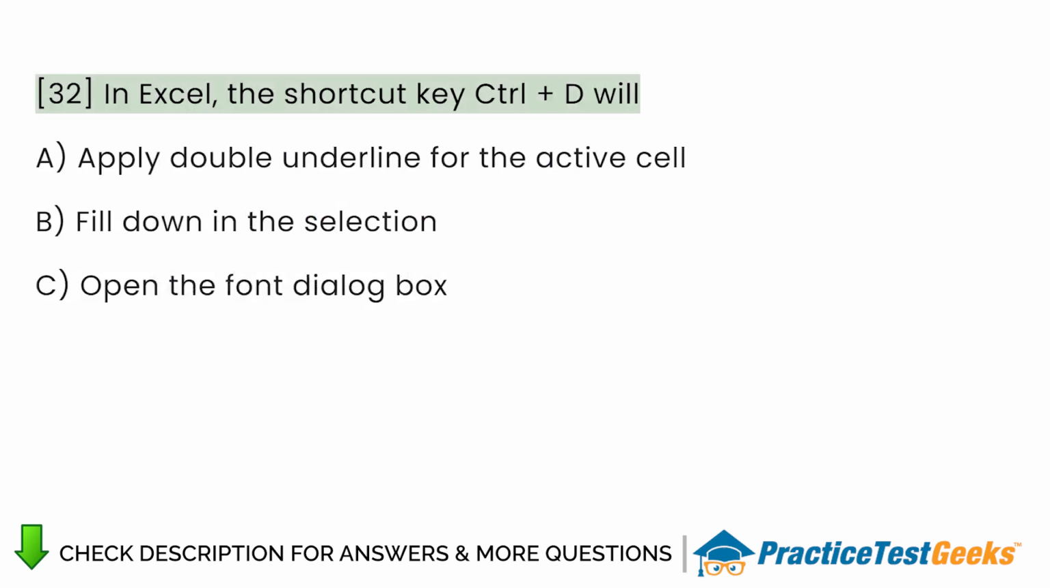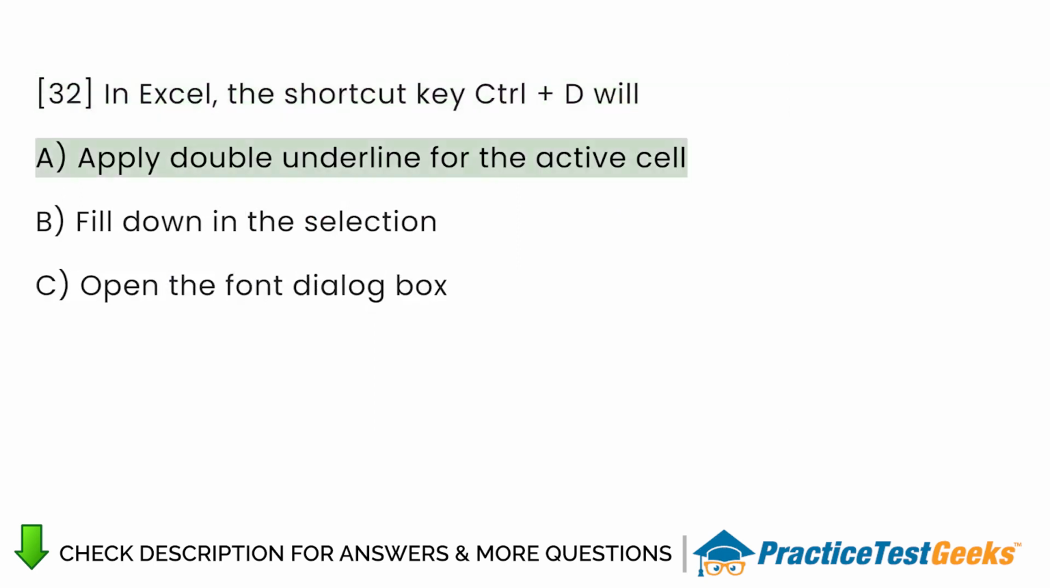In Excel, the shortcut key Ctrl+D will: A. Apply double underline for the active cell. B. Fill down in the selection. C. Open the font dialog box.